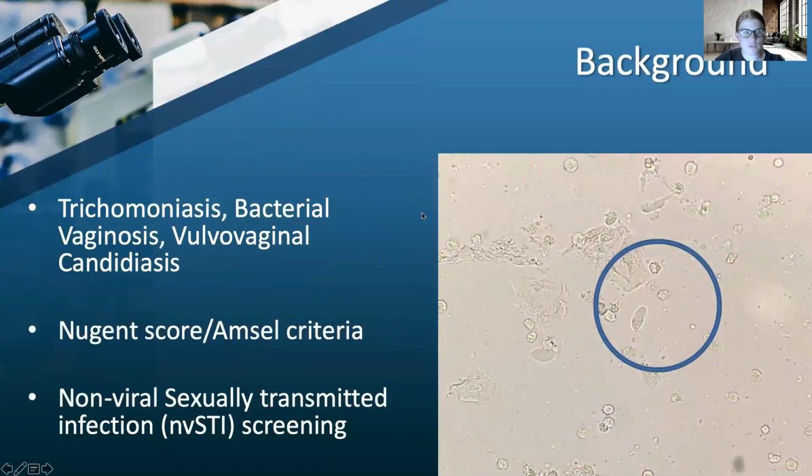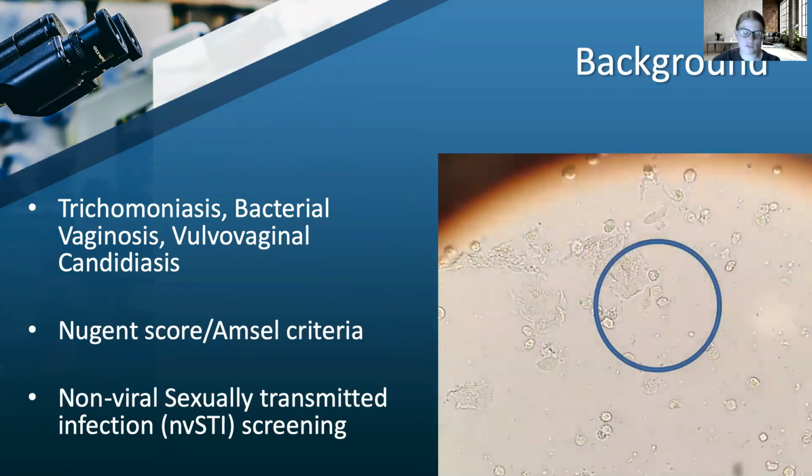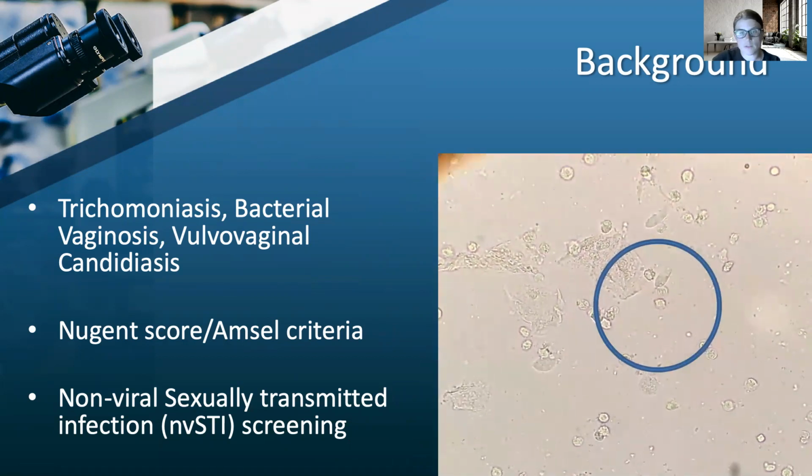So a little background first. We all know that the three most common causes of vaginitis are trichomoniasis, bacterial vaginosis, and vulvovaginal candidiasis. The best way to diagnose these is by using the Nugent score, which requires gram staining, which most of us don't have in our clinical practice. So most of us rely on using AMSEL criteria, which again is limited by A, our clinical experience, B, what we have in our clinical practice, and C, time.